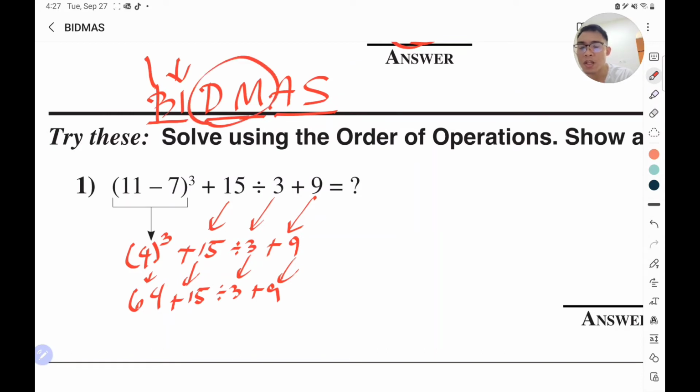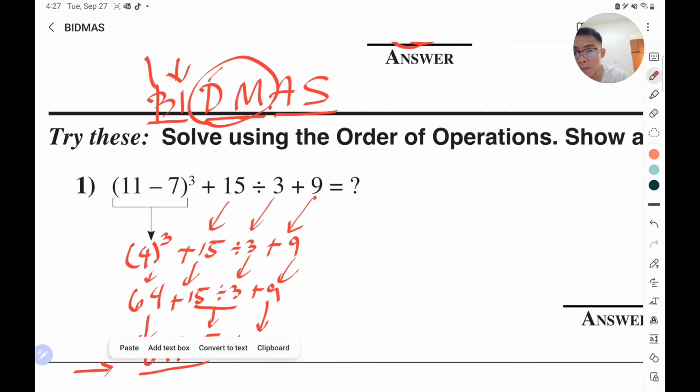Next, let's do division or multiplication, whatever comes first from left to right. But since there's no multiplication here, we can only do the division. So 15 divided by 3 is equal to 5. Then we bring down everything. We have 64 plus 5 and then plus 9. Now we add or subtract whatever comes first from left to right, so we start from left going to the right. 64 plus 5 is 69. Then 69 plus 9 is equal to 78. So the answer here is 78.